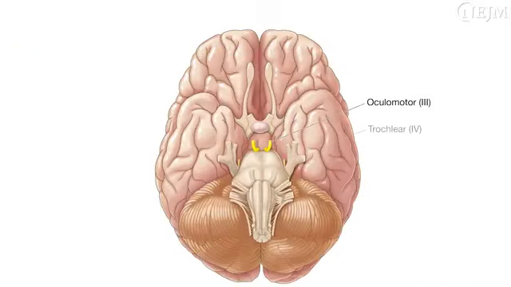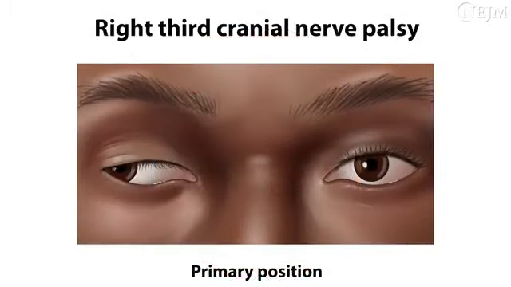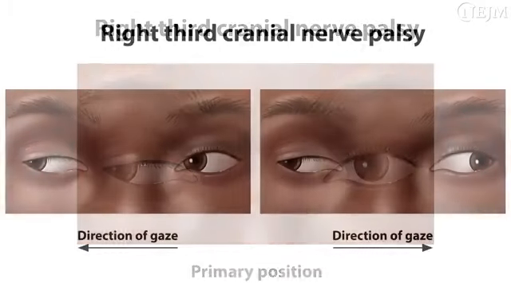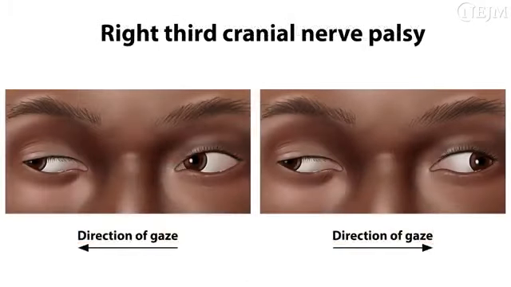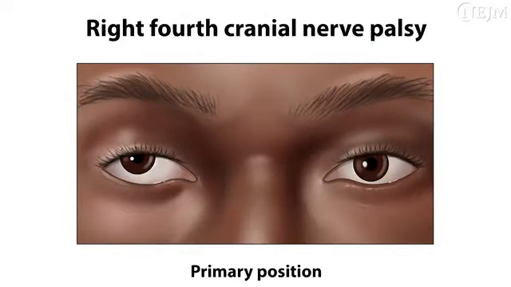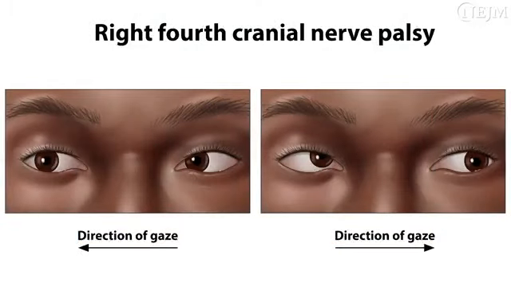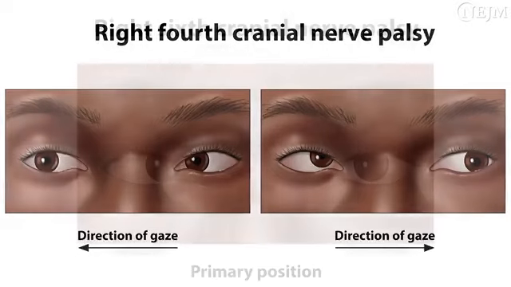The third, fourth, and sixth cranial nerves are responsible for eye movements. In patients with a third cranial nerve palsy, the affected eye is fixed inferiorly and laterally at rest, and it cannot be adducted. In patients with a fourth cranial nerve palsy, the affected eye is turned superiorly and laterally, and it moves even more superiorly with adduction.